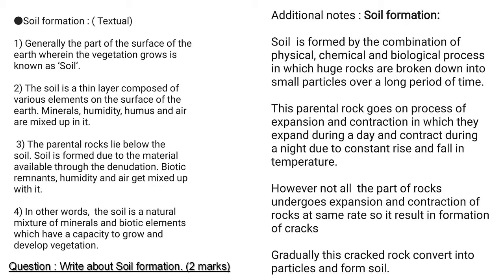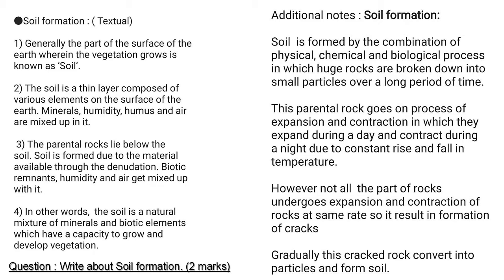Generally, the part of the surface of the earth wherein vegetation grows is known as soil. In general terms, we say that the upper surface of the earth which has a capacity to grow vegetation is soil. Now see the second point. Soil is a thin layer composed of various elements on the surface of the earth. Which elements are there? See, minerals, humidity, humus and air are mixed up in the soil.